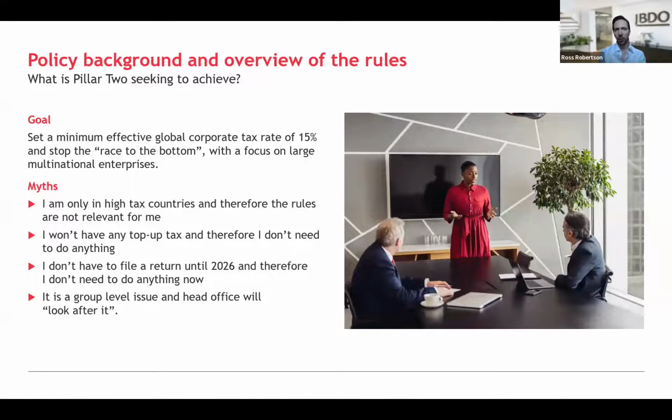Myth 4, it's a group level issue and head office will look after it. So although the primary taxing mechanism is at a group level through the income inclusion rule, which we'll explain in a bit more detail later, most territories proceeding with Pillar 2 are implementing a domestic minimum top-up tax, and so the calculation responsibility can sit at a domestic level. There's also very likely a local statutory financial statements disclosure obligation in light of that. And as a minimum, even if there is no local compliance or a disclosure obligation, there will be a requirement to provide data to group, and systems and processes will need to be established to enable that.